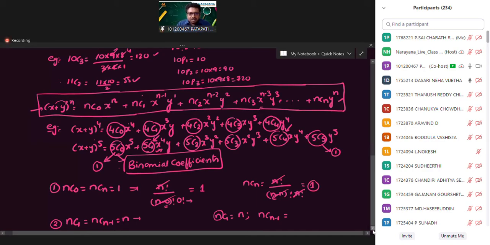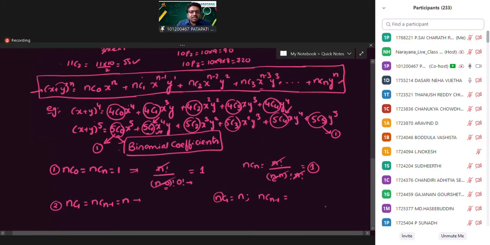The derivation of the binomial theorem depends on the concept of combinations. You have to complete permutations and combinations to understand the derivation of this.